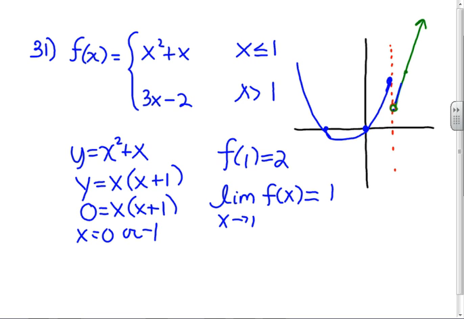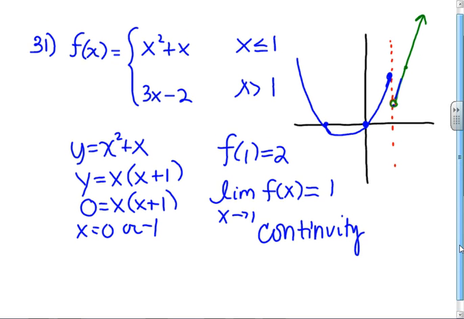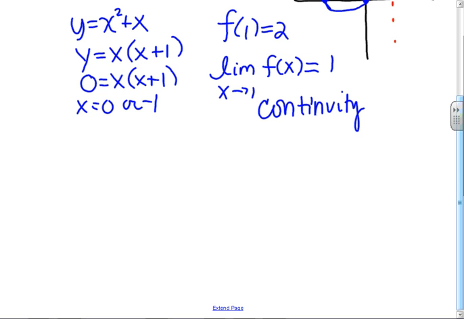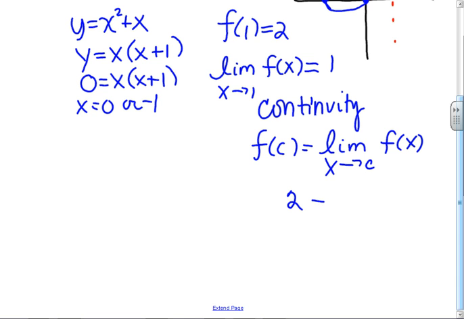And remember, for continuity, that has to be true about f of 1 and the limit. For a function to be continuous, f of c has to equal the limit as x approaches c of f of x. Well, f of c was 2. This is 1. They're not the same, therefore it's not continuous. Can it be differentiable there? No. Does it have anything to do with left and right sided derivatives? Not really. It's not even continuous, so we don't have to go there.